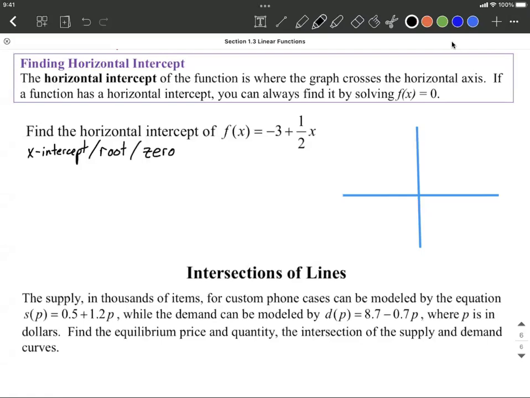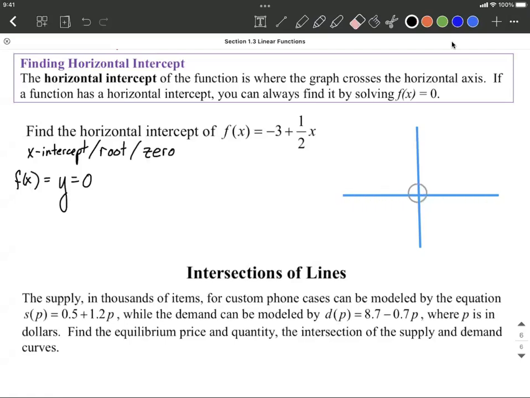The one thing we want to get down, though, is they all have something in common. All these horizontal intercepts or x-intercepts, roots or zeros, have something in common. They all occur when the y value is equal to 0, or equivalently, we can think f of x in function notation equals 0.